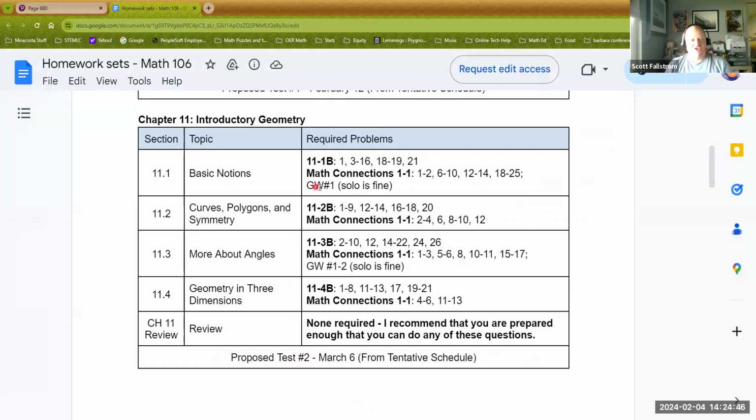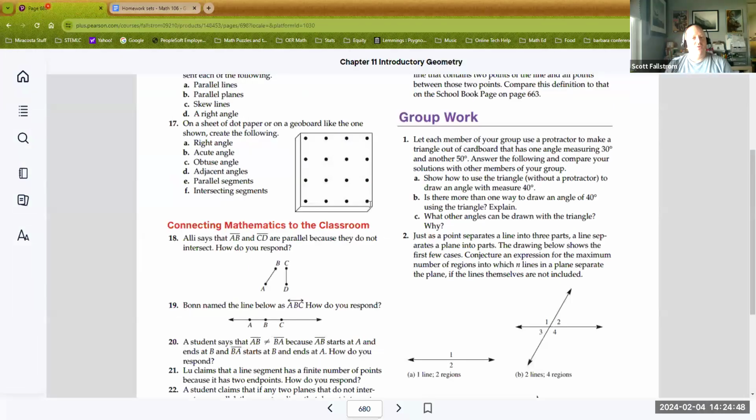So when you look in the homework, it says GW number 1, that's group work. You can work by yourself on this. You don't need to do everybody else, right? But use a protractor and make a triangle out of cardboard or thicker paper, whatever you can use, that has one angle measuring 30 degrees and another of 50 degrees. Again, here you want to use your straight edge to create straight lines. So when you cut it out, you're fine.